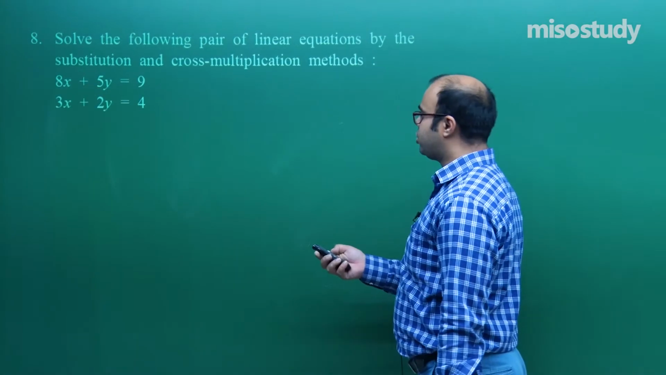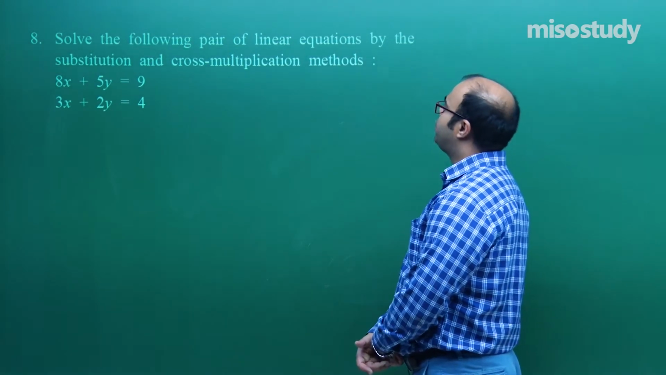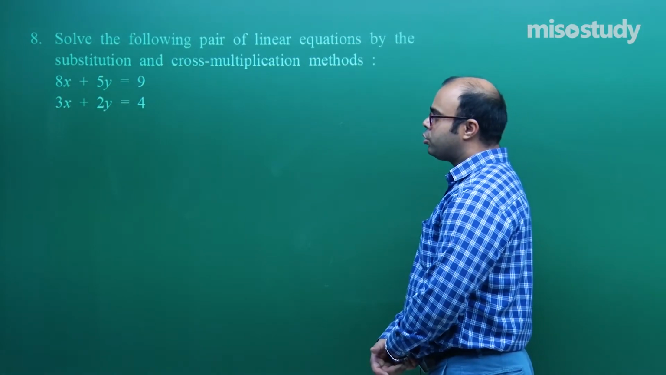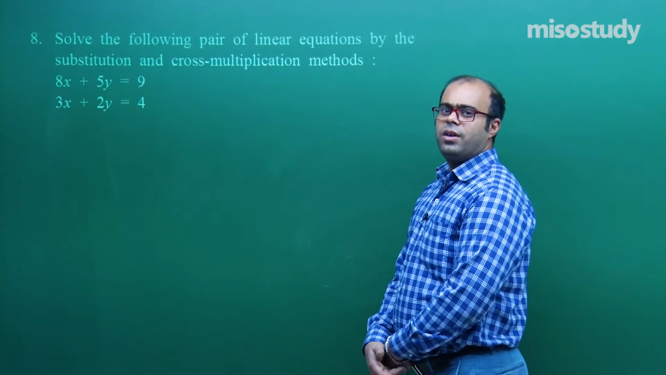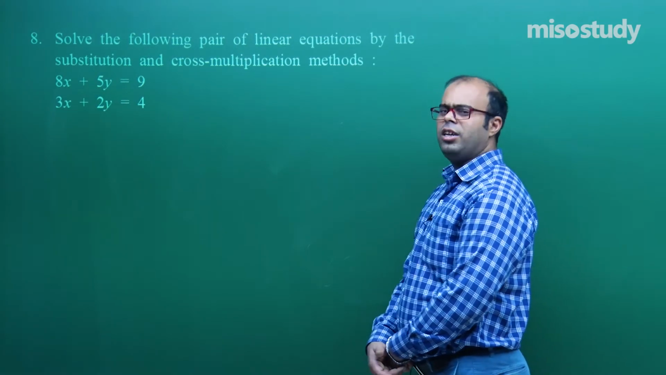Let us come to the next question, 8th question, which is again of 4 marks. Solve the following pair of linear equations by the substitution and cross multiplication methods. So we have to do by substitution, which you will of course do as we have done previous 2 questions. So let us do by cross multiplication. You will do it by substitution and cross check.